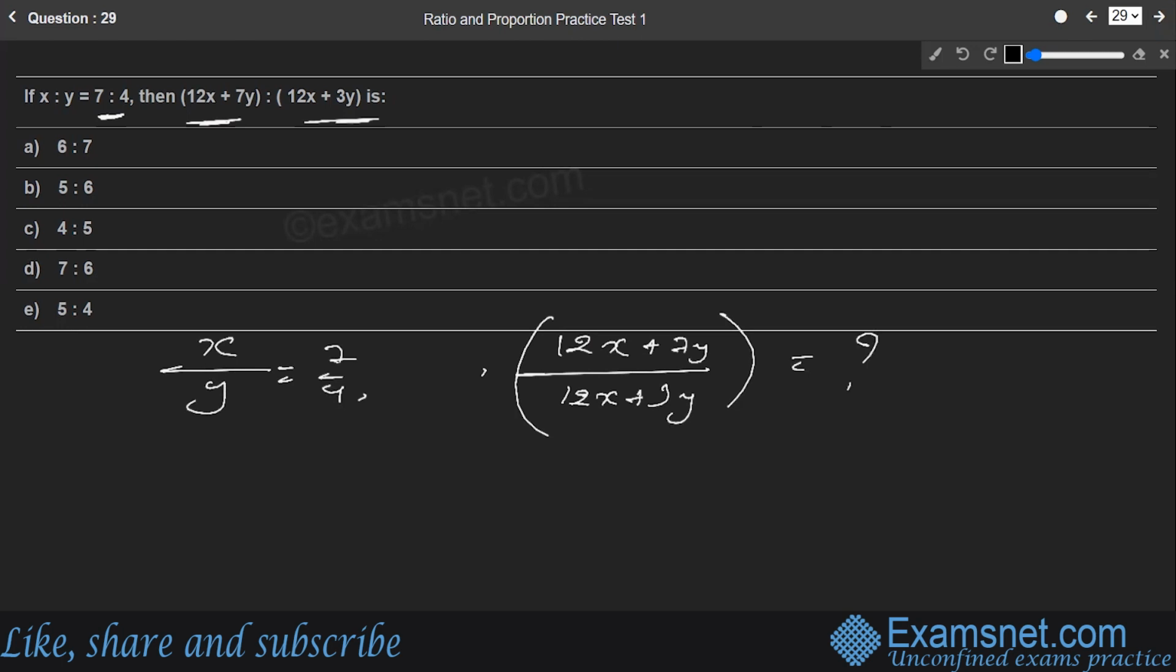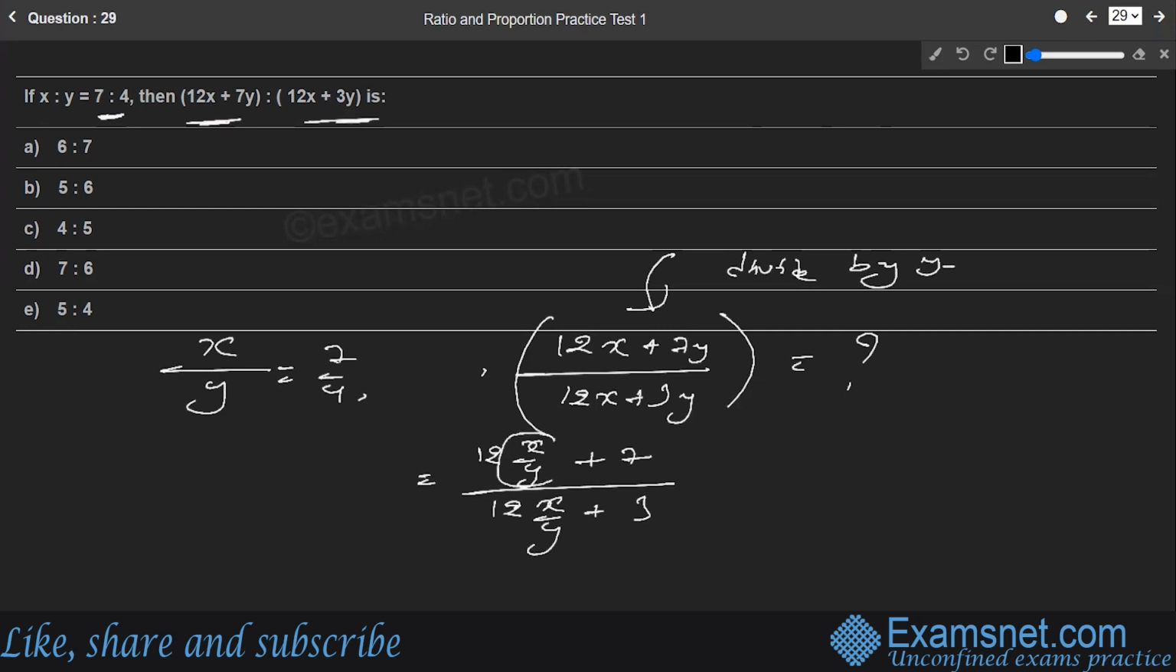Now what we can do is divide this particular fraction by y on both sides, numerator and denominator. If we divide that, we reach 12x by y plus 7, because y by y will be 1, divided by 12x by y plus 3, because y by y will again be 1. Why have we done this? Because we are already aware of the value of x by y, which is given in the question.